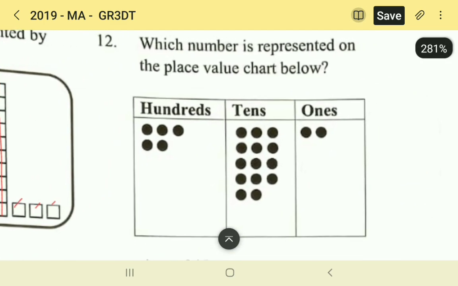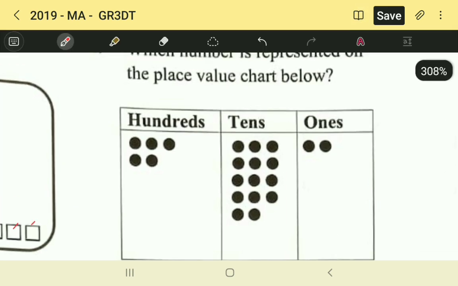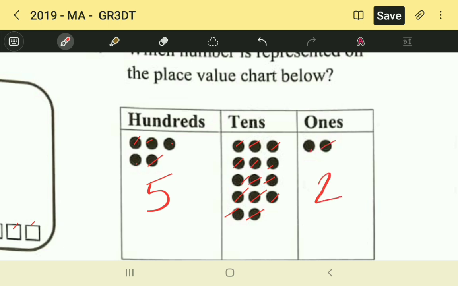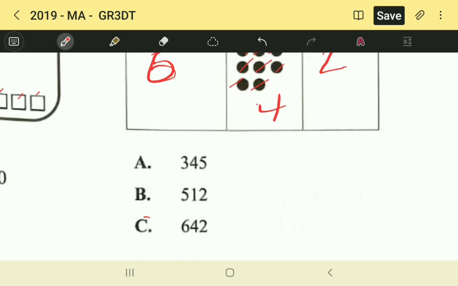Which number is represented on the place value chart below? So let's look at it. We have 1, 2, 3, 4, 5 hundreds. How many tens? 1, 2, 3, 4, 5, 6, 7, 8, 9, 10, 11, 12, 13, 14. All right, 14. So let's go from the ones column. 1, 2. So we have 2 ones and we have 14, which means we're going to put down 4 tens and carry one of them over here. So this would become 6. All right. So let's see if we find a 642. And it's at C, 642.